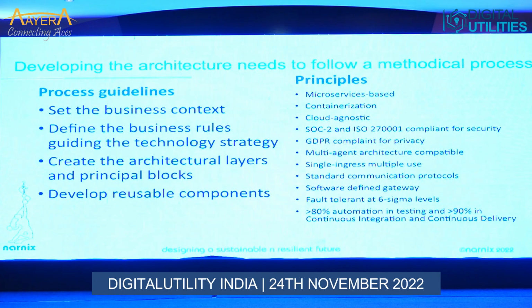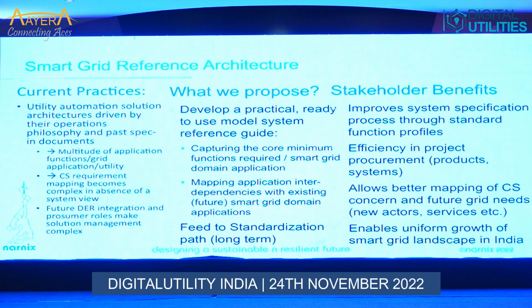For process, we need to set the business context properly, define the business rules guiding the technology strategy, create the architectural layers and principal blocks, and develop reusable components. These are some granular approaches in principle to today's architectures. So right now we are still living in the old era of ICT architecture for the utilities. I think we need to move to the new software technologies and have a new architecture using the latest technology, latest imperatives. Next. So tell me, where do we stand?